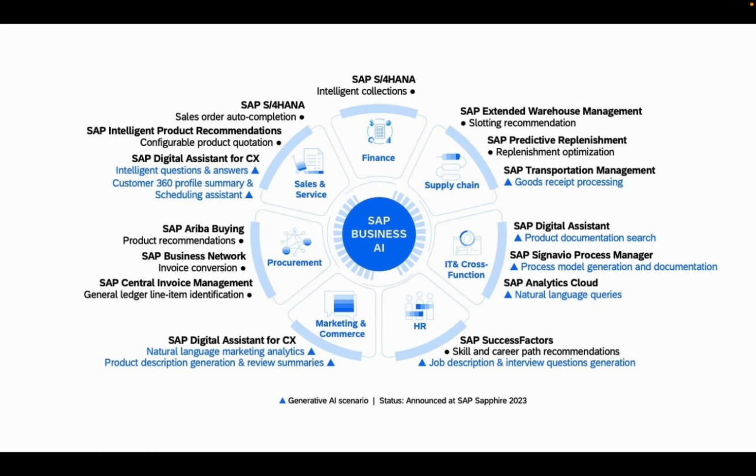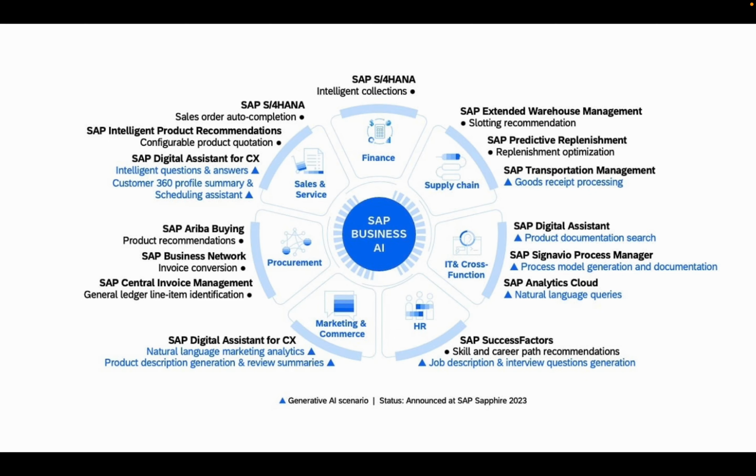If we look at SAP Business AI, we are going to make use of this generative AI in a lot of various places. I'm going to give you an overview of this scenario, and then I'm going to come back to this image again at the end. In SAP S4HANA, all these represent the intelligent collections that we have.